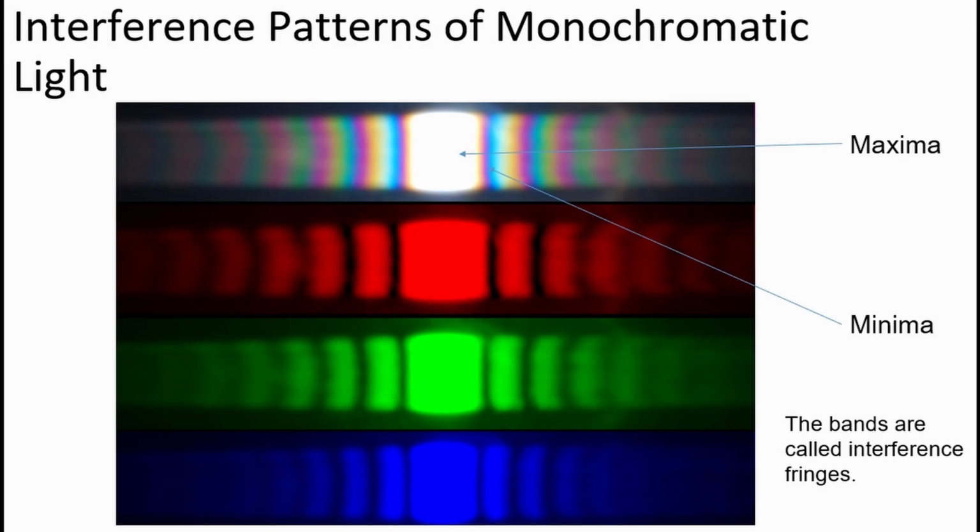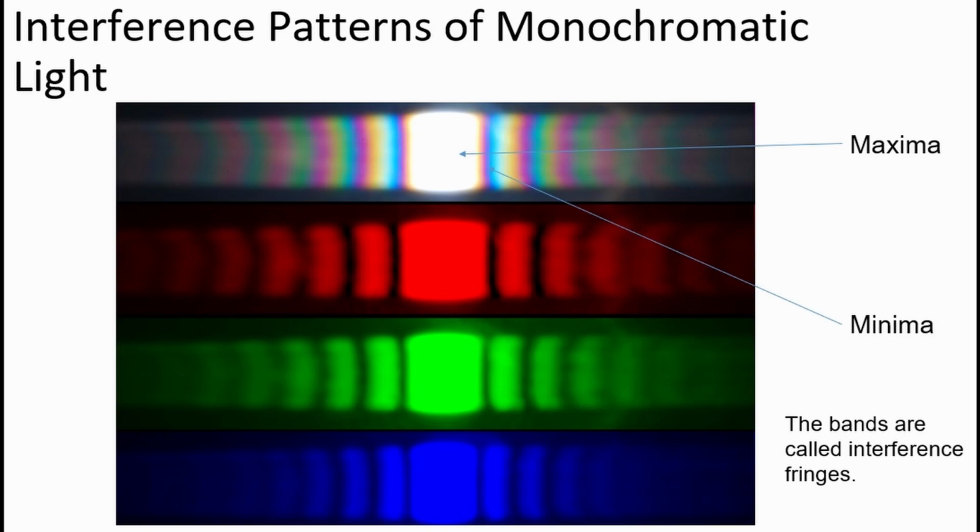The central part we call order 0, or m equals 0, and then going outwards you have 1 on each side, so m equals 1 is the next bright patch, m equals 2 would be the next bright patch, and again it will be on either side.